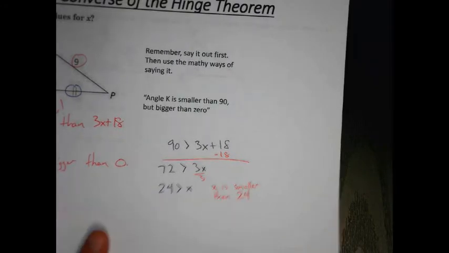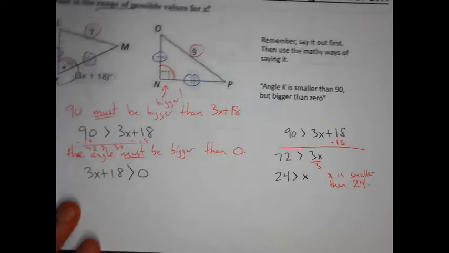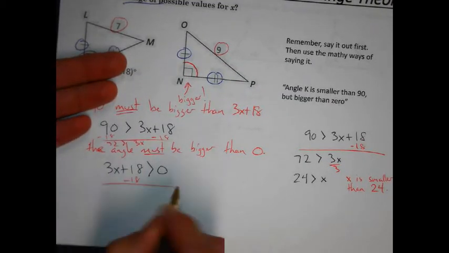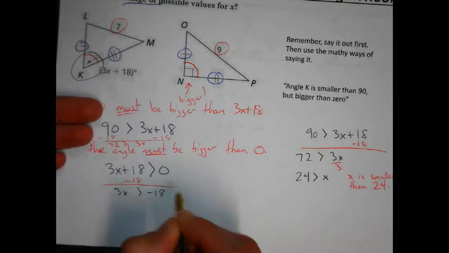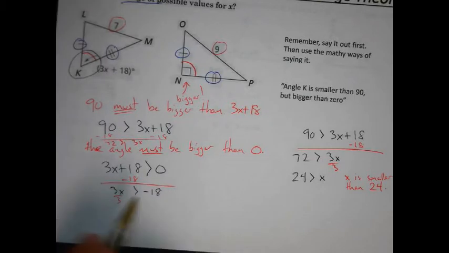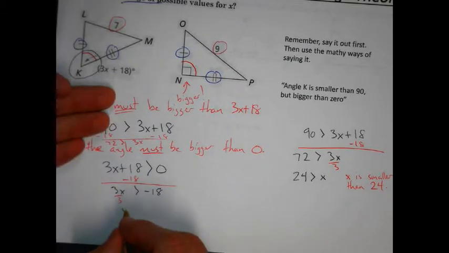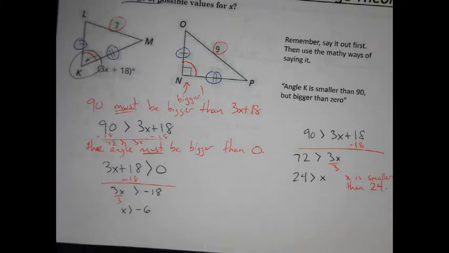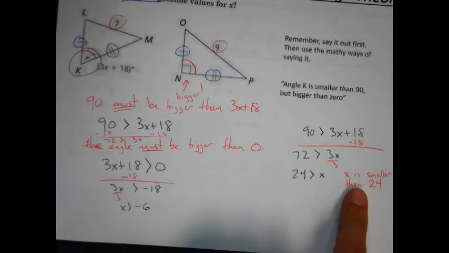For the other inequality, we solve it just like equations. We subtract 18 from both sides. Then we have 3x is greater than negative 18. Divide both sides by 3. And now we see that x is bigger than negative 6. Okay, so x is bigger than negative 6, but it's smaller than 24. We have to know this.